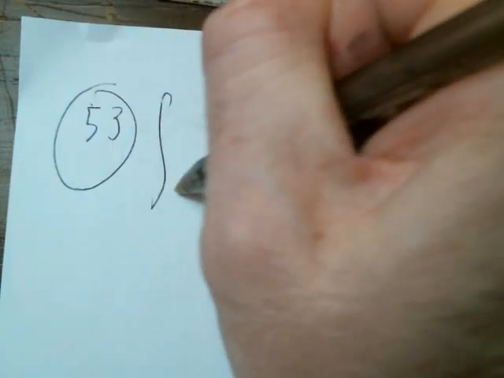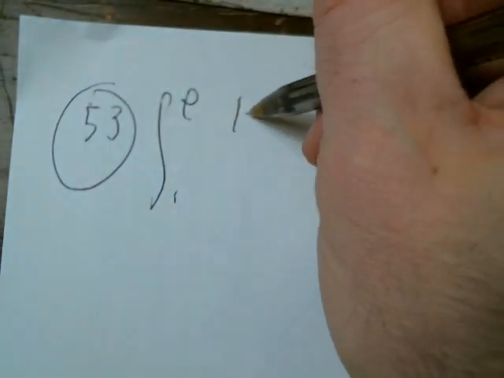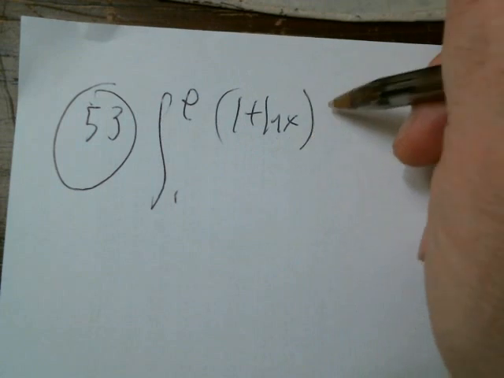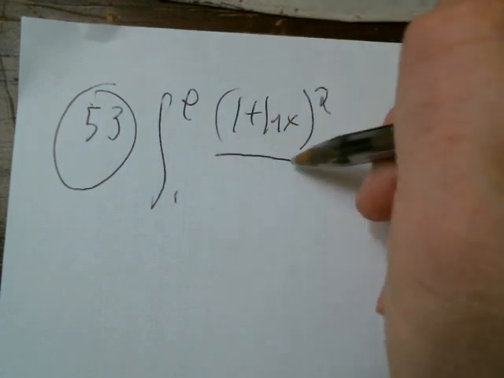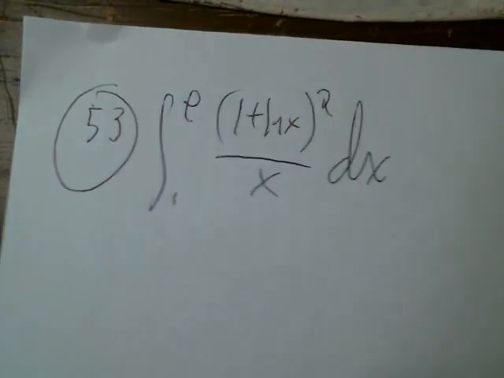You try one of them. Okay, let's try 53. Or maybe we could try a more challenging one. Let's try 57. No, let's try 53. There's a natural log in there. I like that one. So the integral from 1 to e of (1 plus ln of x) squared all over x dx.